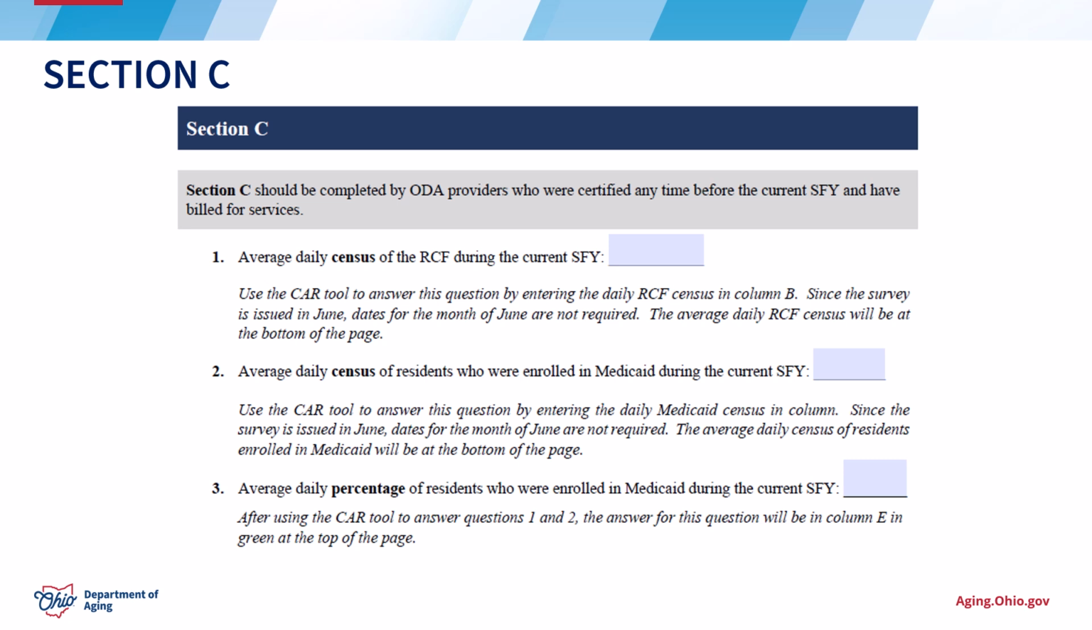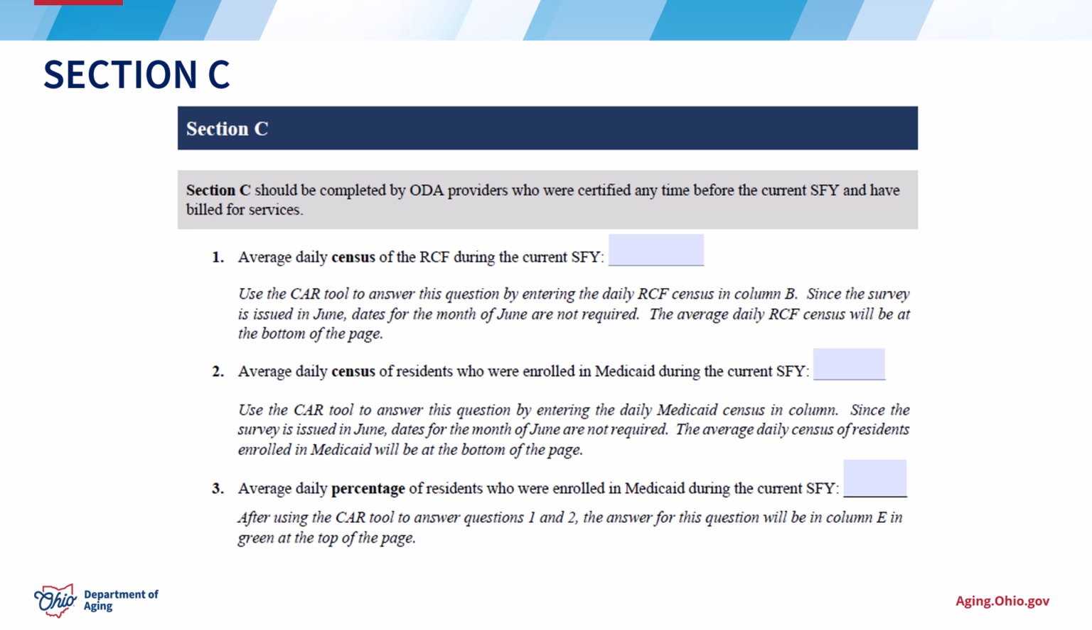Next on the attestation, for providers who were certified during any point prior to the current state fiscal year, you will complete Section C. You do not complete Section B. That is for providers who were newly certified during the current state fiscal year. So for Section C, there are 3 questions, and you will answer these questions by using the CAR tool, which we'll get into next how to complete that.